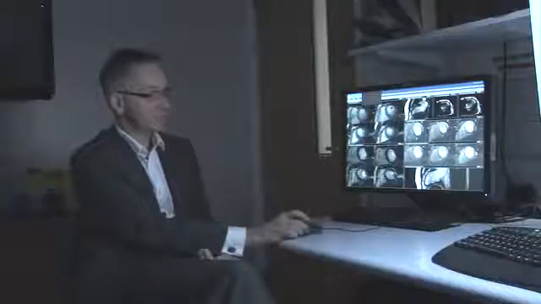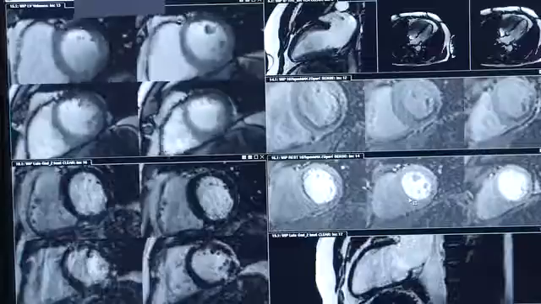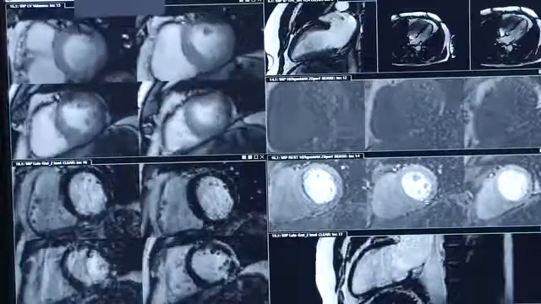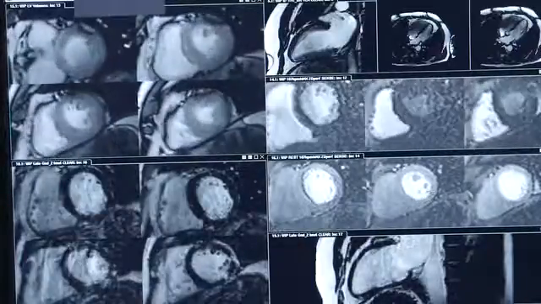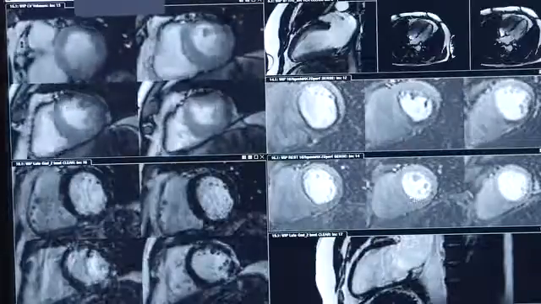When we look at the rest perfusion study, you can see how I've frozen these images here at the time of first pass, but there is no defect that we can appreciably see here. So this seems to be purely an inducible defect rather than a fixed defect.